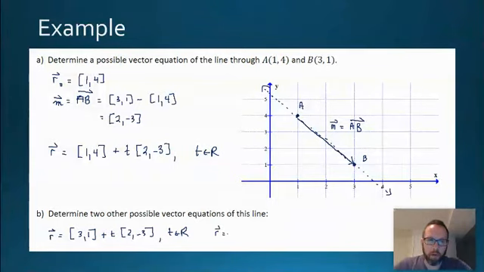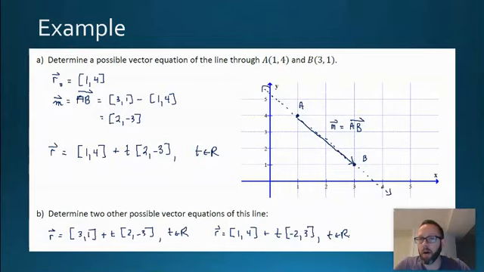Or if I used the original I had, (1, 4), and maybe use a different direction vector, because I know (2, -3) is parallel to that line, but (-2, 3), taking that direction vector and multiplying it by -1 gives me another possible direction vector. Both of these equations would generate the same line. And in fact, there are infinitely many possible vector equations of a line because there are infinitely many points in the line to give you r naught, and there are infinitely many direction vectors as well.